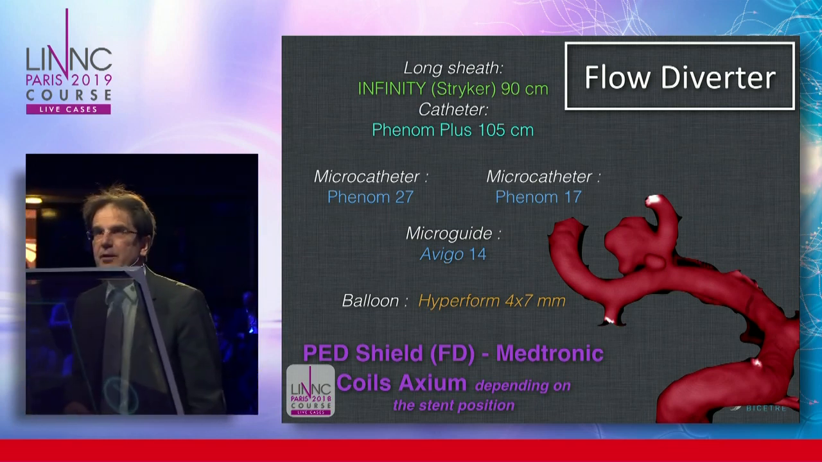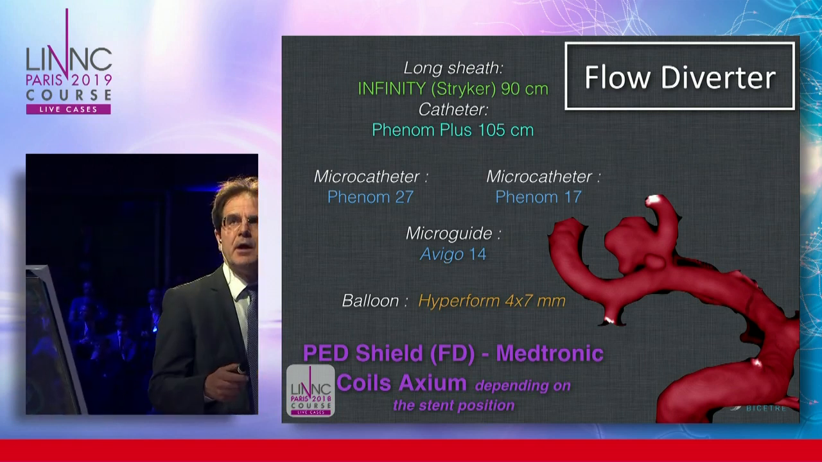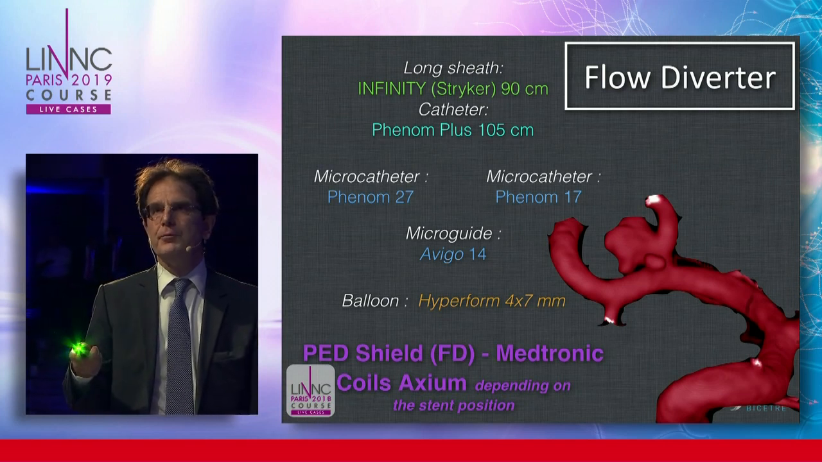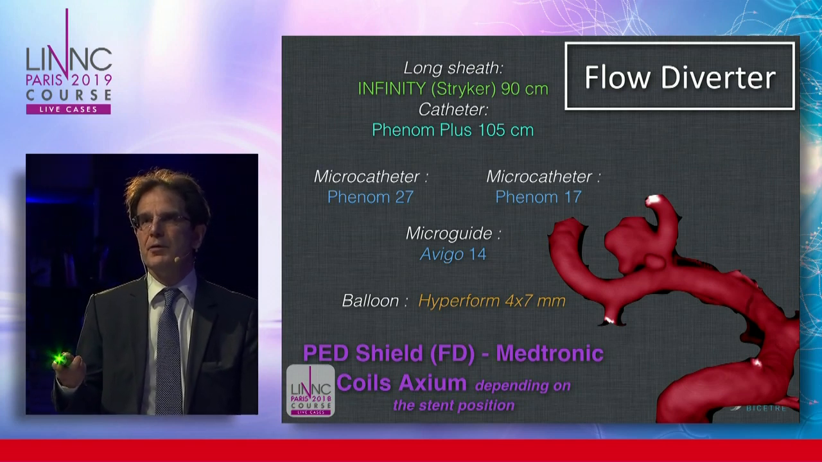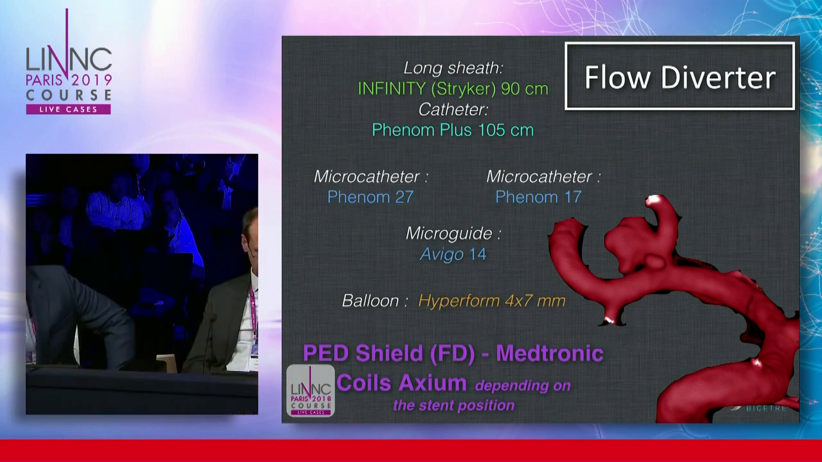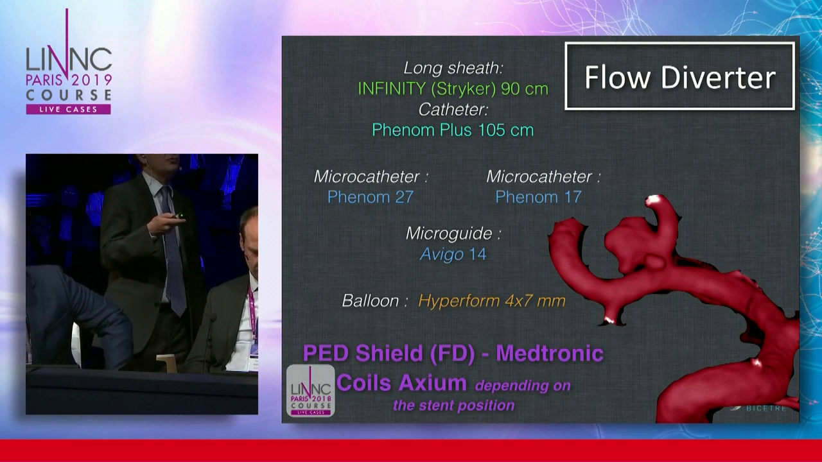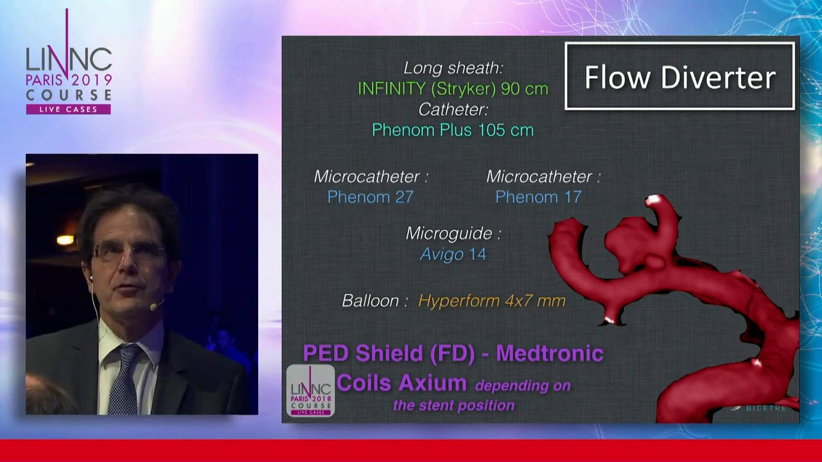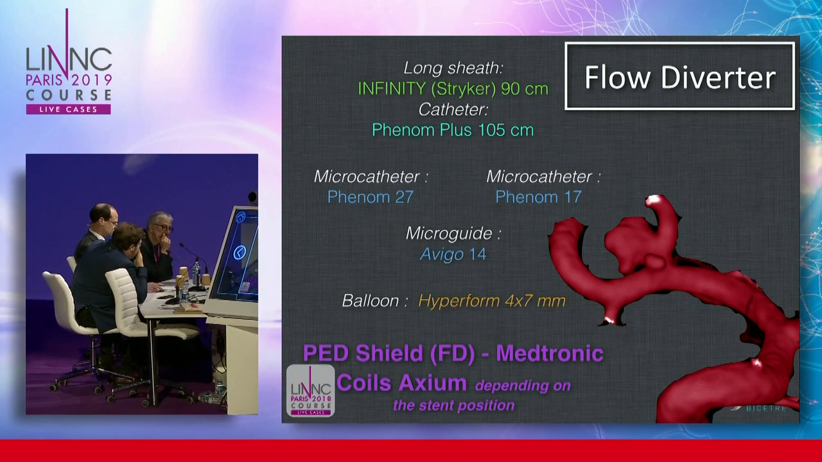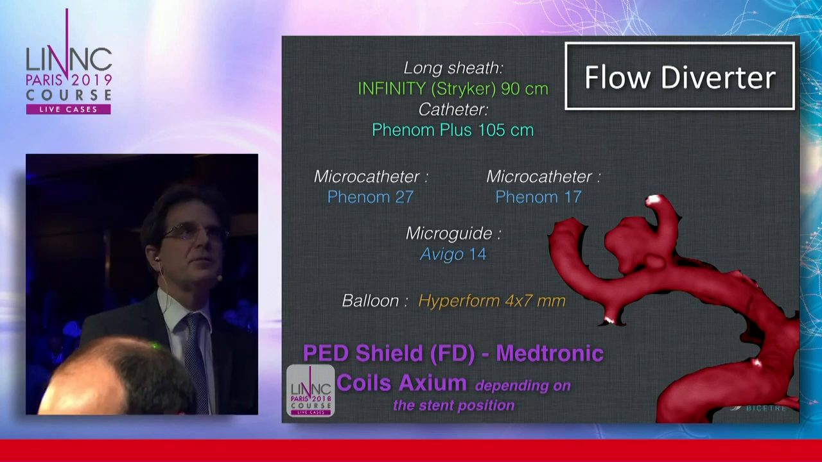So this is the plan. Jacques will probably explain. We'll first perform a balloon test occlusion. So the HyperForm balloon will be placed in the M1 segment, and they will be injecting the ICA to see what is the potential supply from the anterior cerebral arteries through the pial network to one of those two branches, in order to decide in which branch we should place the flow diverter, because we have decided to place a flow diverter. So the base camp is the long sheath from Stryker, the Infinity, 90 centimeters.